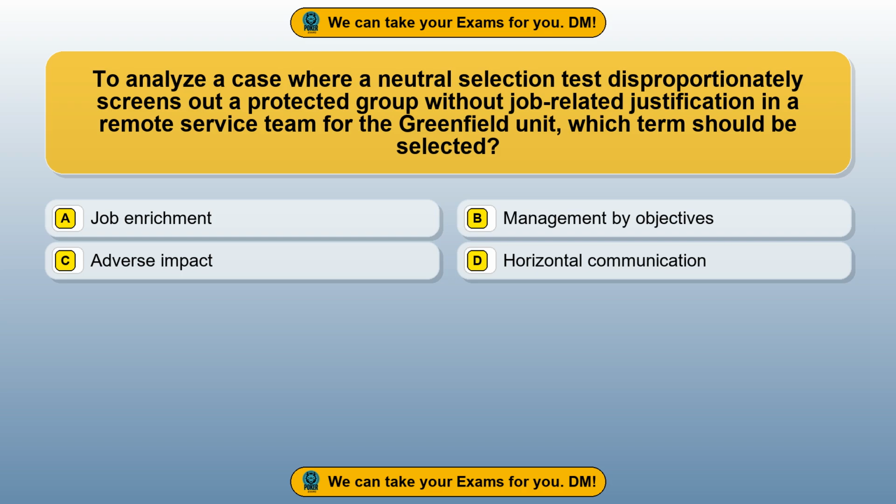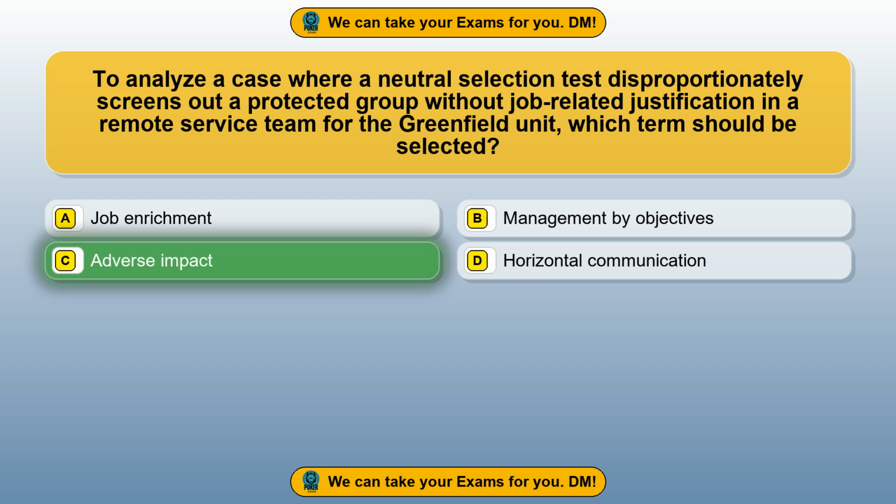Question 74. To analyze a case where a neutral selection test disproportionately screens out a protected group without job-related justification in a remote service team for the greenfield unit, which terms should be selected? Option A, job enrichment. Option B, management by objectives. Option C, adverse impact. Option D, horizontal communication. The correct answer is option C, adverse impact.